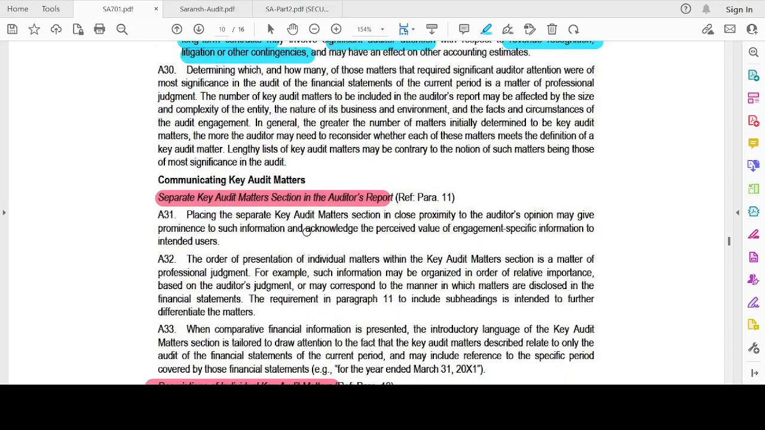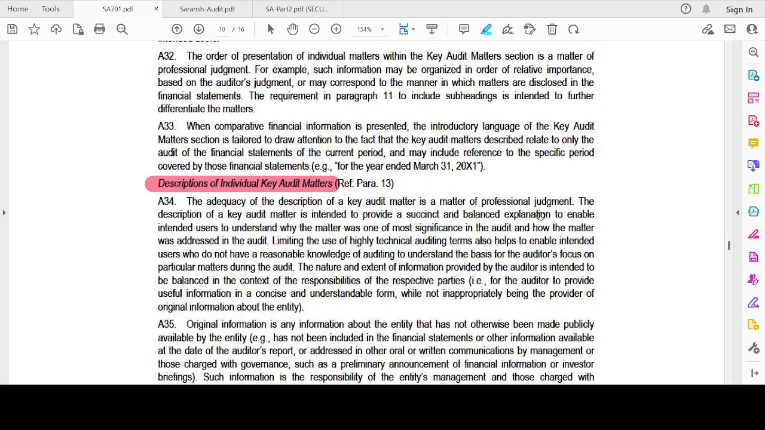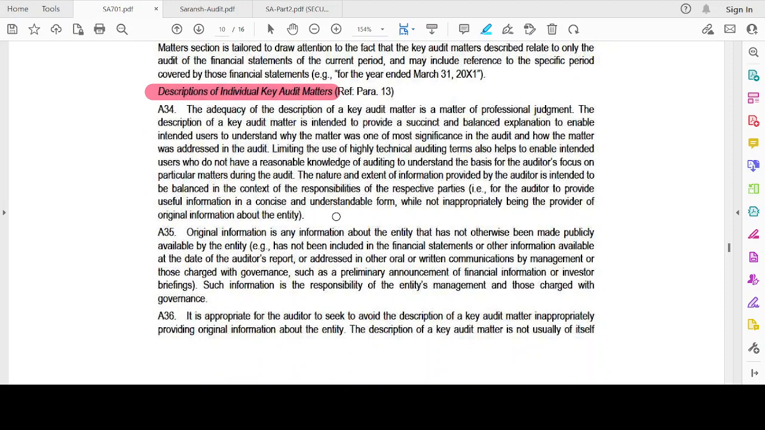Now, communicating the key audit matter section in the auditor's report in close proximity. I have to place it in such a manner that it is in close proximity to the auditor's opinion. Okay. Now, description of individual key audit matter. Adequacy of description is a matter of professional judgment. It's intended to provide a balanced explanation to enable intended users to understand why the matter was one of the most significant and how the matter was addressed. Only two things I have to describe. One is why it was a key audit matter and how I have dealt with those, how those risks have been addressed.